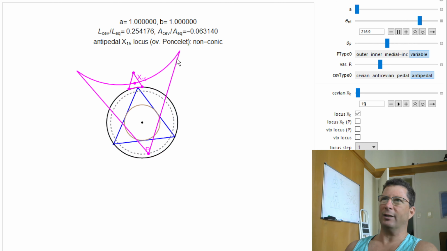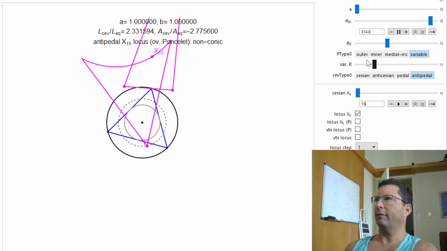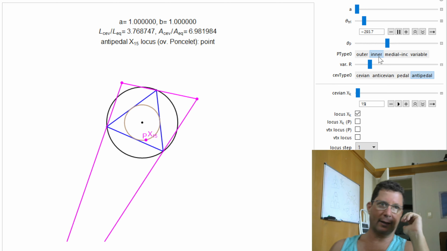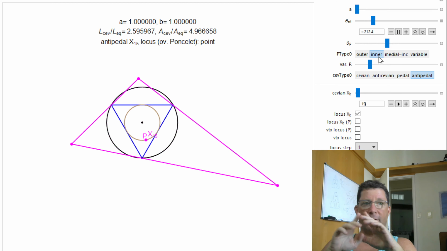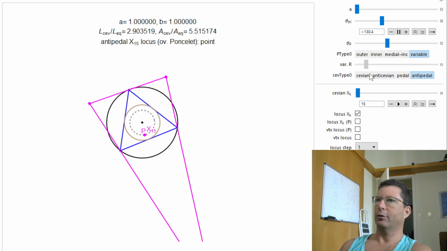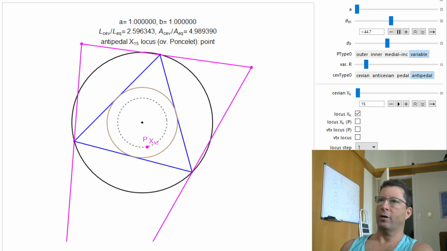This is saying non-conic, so jury is still out, but these things tend to be arcs of circles. So let's keep going in to see if I go to the inner one. Okay, so I got a similar phenomenon that I got with X13. X15 is stationary. If I'm on the incircle, what if I'm inside the incircle? Also stationary. Great. So there's some cool phenomena here.